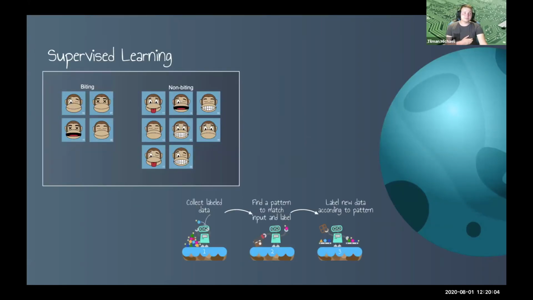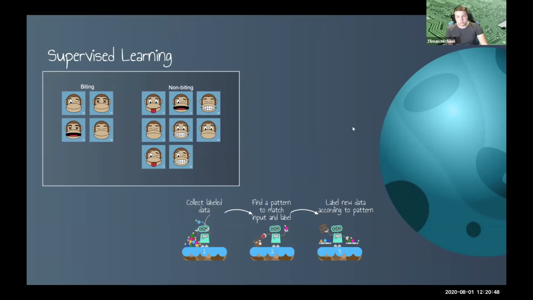Yeah, and once more, we use this game to learn about the idea of supervised learning, which is further visualized by our robot. We have a lot of labeled data. So for monkeys, we know whether they are biting or non-biting. Then we find a pattern in this data to match the input and the label, such as you did with the rules. Then we can use this pattern, this model, as we would call it, on new data, such as the new monkeys we had, and apply it and see whether it works or whether it works not.